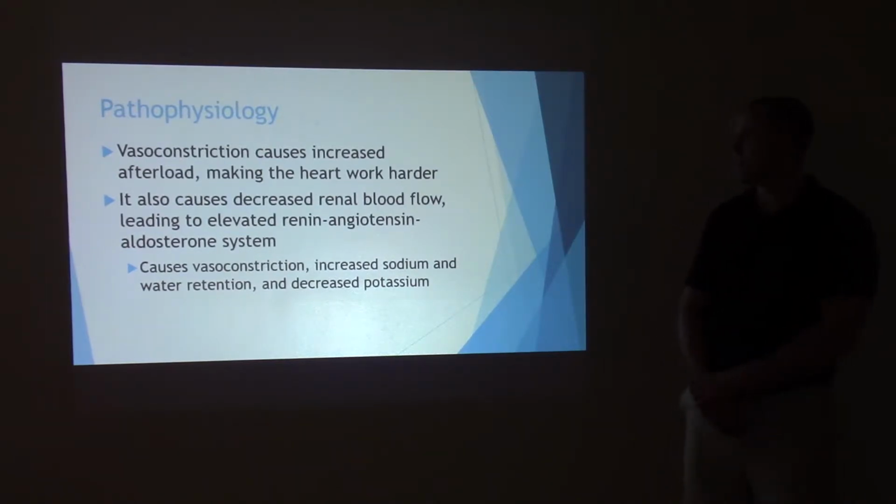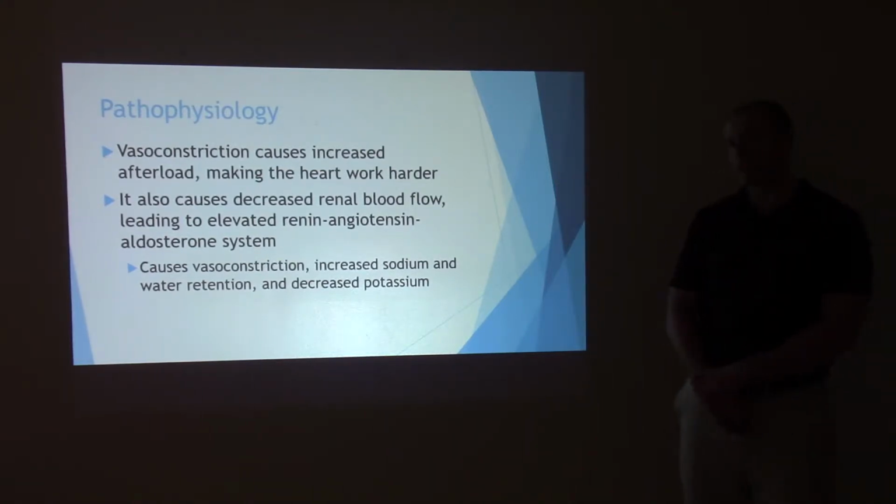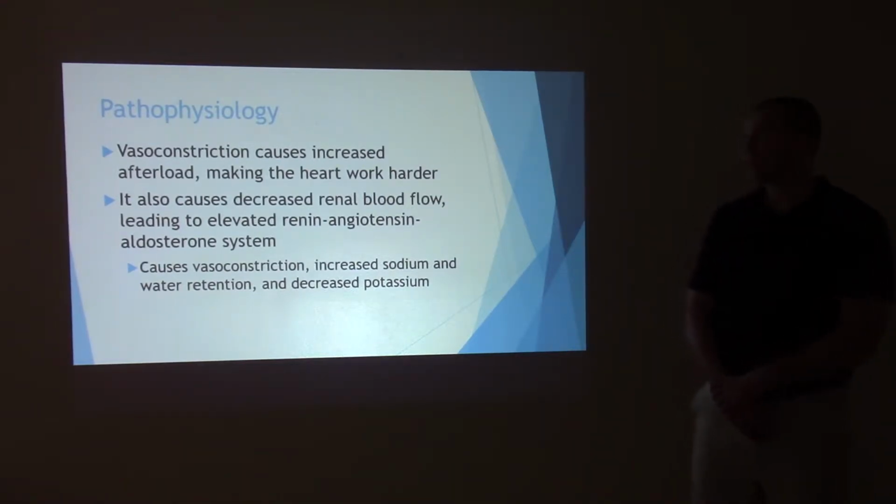You're also going to see a decrease in renal blood flow, which leads to an elevation of the renin-angiotensin-aldosterone system, aka the RAS system. If you have an elevation of this system, you're going to see a further increase in vasoconstriction, as well as an increase in sodium and water retention, and a decrease in potassium, which are all more risk factors for hypertension, so you're just going to compound the problem.